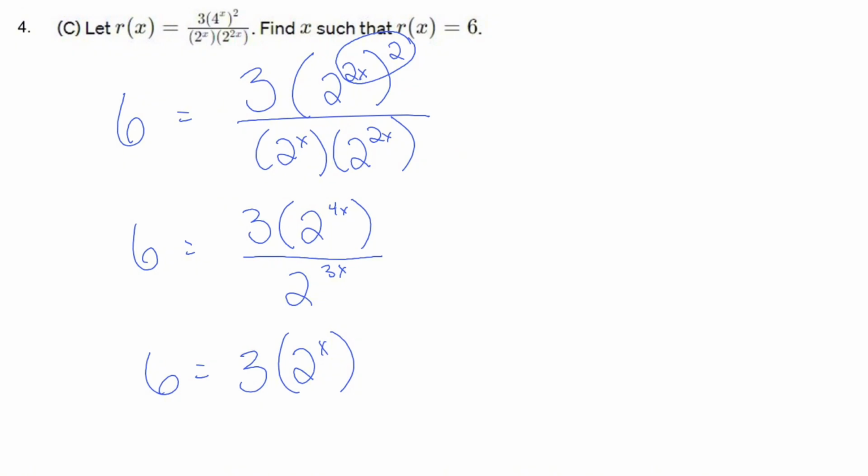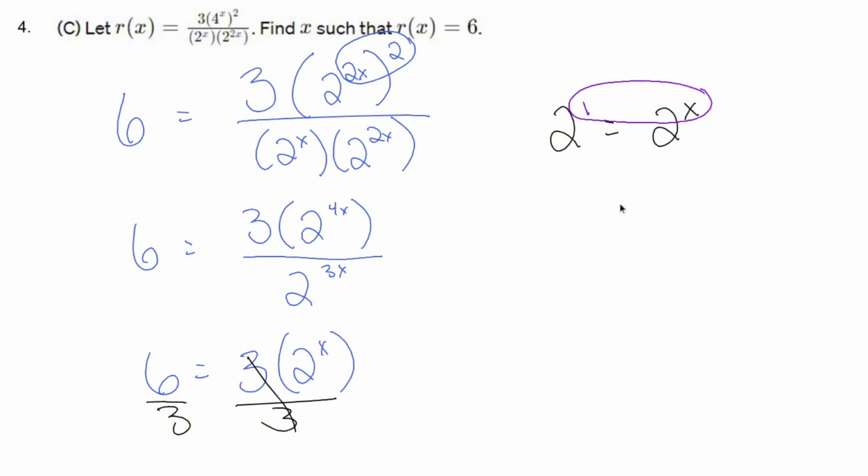Now what I can do is divide both sides by 3. The left side becomes 2, and 2 equals 2 to the x. If only I knew what the exponent was for 2. I do know, it's 1. So if you have terms of the same base being equal to each other, set their exponents equal to each other, and 1 will equal x, or x will equal 1, because that's proper.